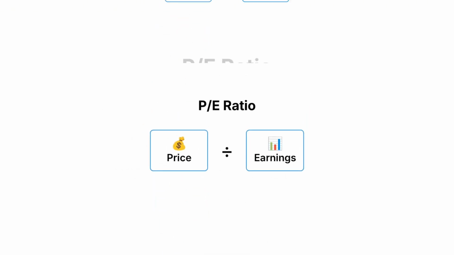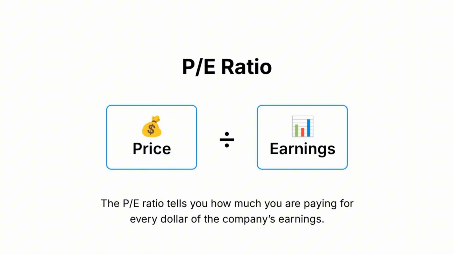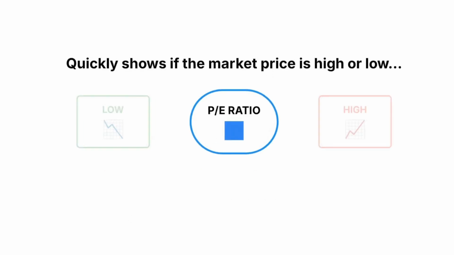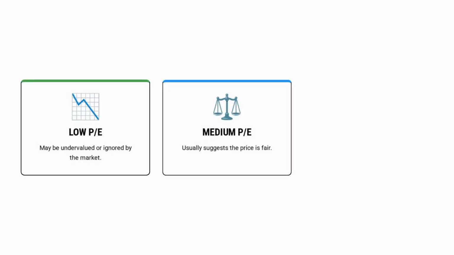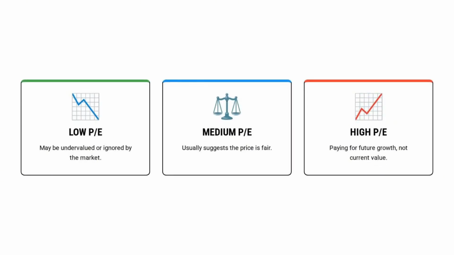The price to earnings ratio tells you how much you are paying for every rupee or dollar of the company's earnings. For a value investor, it's one of the first numbers to look at because it quickly shows whether the market price seems high or low relative to the company's earning power. A low P to E often means the stock may be undervalued or ignored by the market. A middle range P to E usually suggests the price is fair, and a high P to E means you are paying for future growth, not current value, which may reduce your margin of safety.